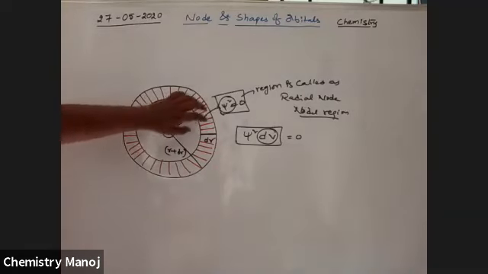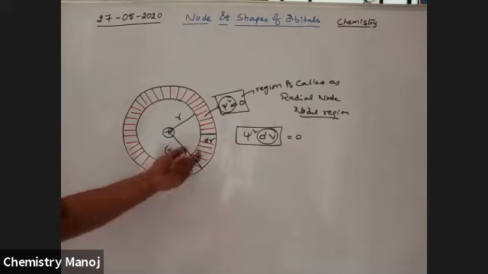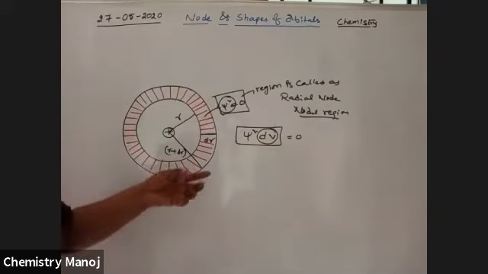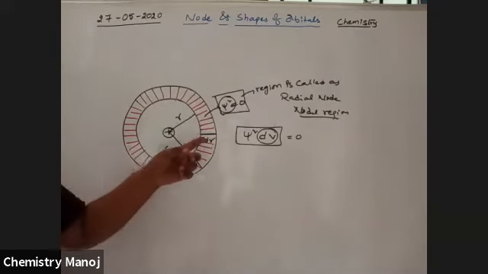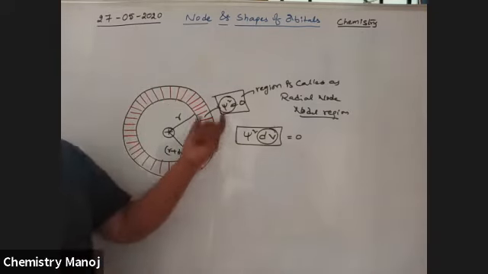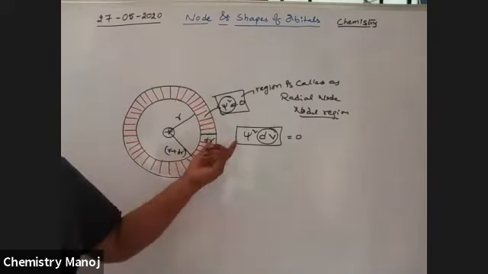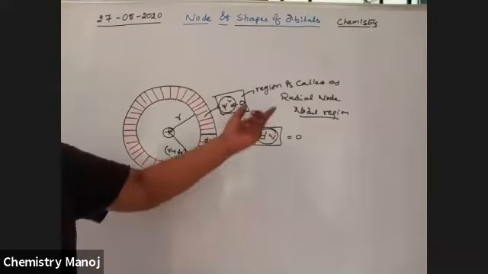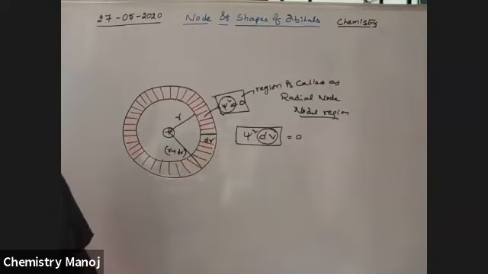That means I am going to find out this region, the probability of finding an electron in that particular shaded area. That is not area, it is a volume. If that value is equal to 0 in that situation, it is taken as a radial node or nodal region. That's why radial nodes and nodal regions are the same.